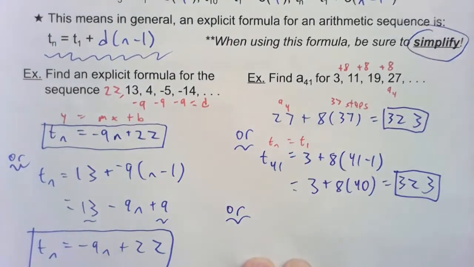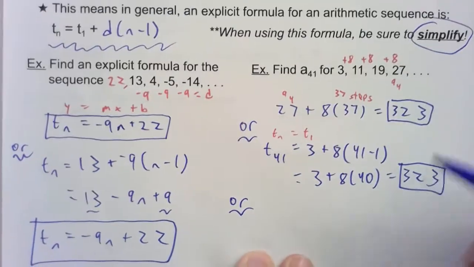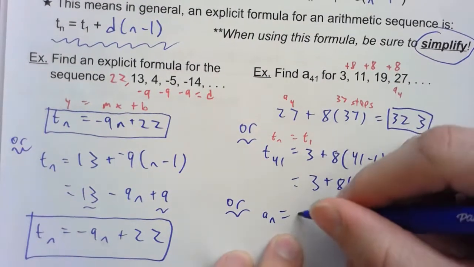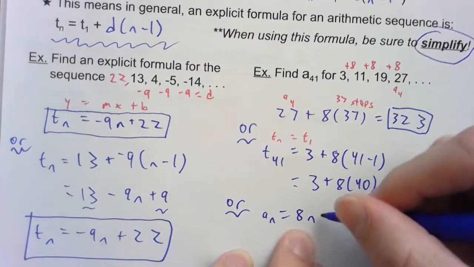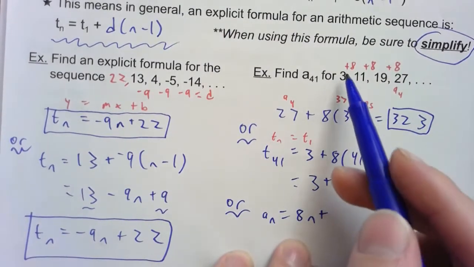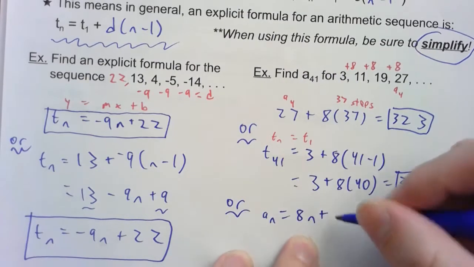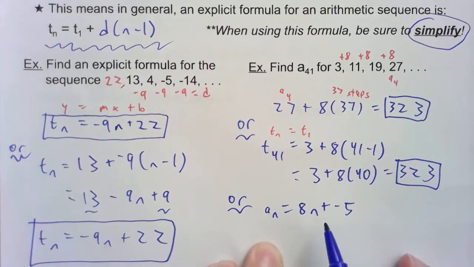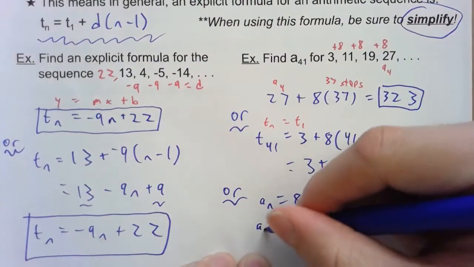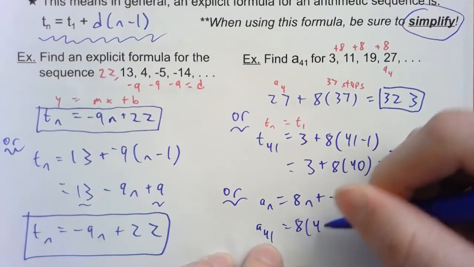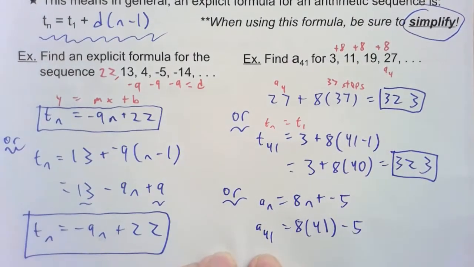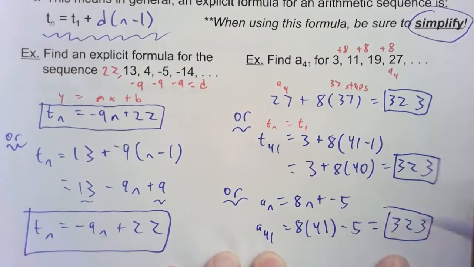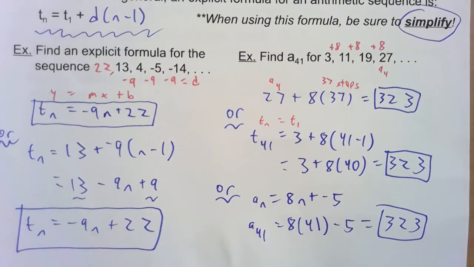Yeah, you could have also, if you like the y equals mx plus b way, you could have used that. You could have said a sub n, and then your m was 8, so 8n, kind of like 8x, and then figure out what your b would be. Take a step backwards here, and that would have been -5. And so if you've got this explicit formula right here, you could just plug in 41. You could say that means a sub 41 equals 8 times 41 minus 5, 328 minus 5, 323. Same answer again. Math works. No matter which way you do it, you get the same answer.